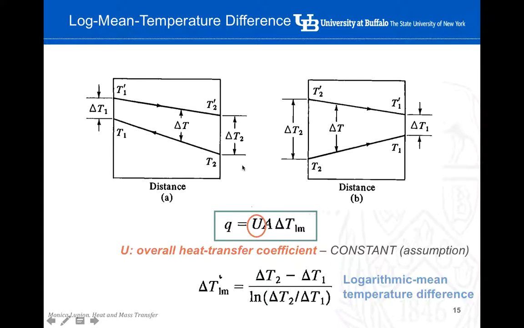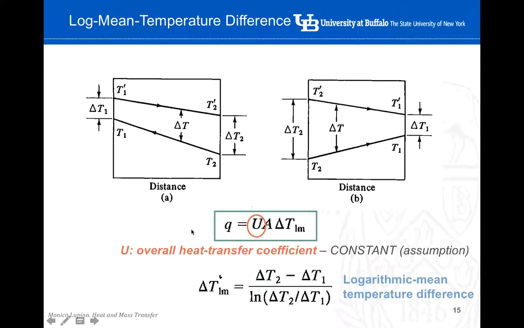The same applies for parallel flow heat exchangers. So delta T2 will be here and delta T1 will be here. So delta T1 is defined in section 1 and delta T2 is defined in section 2.